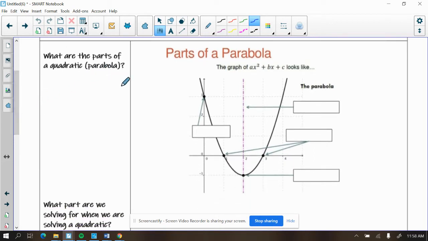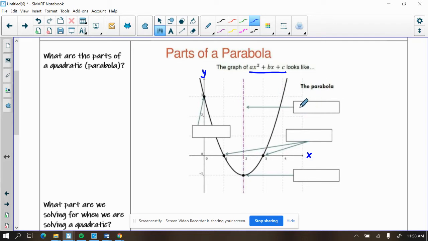So what are the parts of the parabola? What we're going to talk about right now is parts of a parabola. This ax squared plus bx plus c, we've seen this before. We've called that the quadratic that we're factoring. But if we were to graph it, it would look like this U on the graph. Here's our x-axis, here's our y-axis, and we call this the parabola.